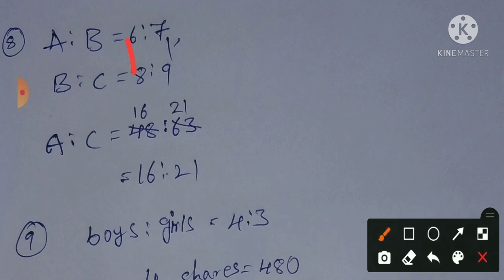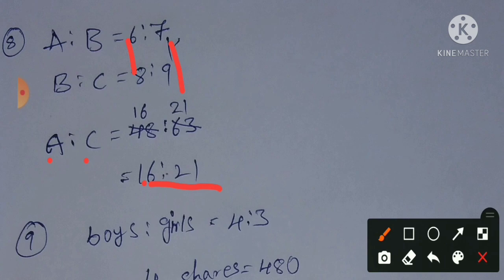So just I only, no need to do the cross multiplication of these 7 and 8. Okay, 6 8s are 48 is to 7 9s are 63. Just simplify this with any of the numbers if possible. So here there is a possibility with 3: 3 1s are 3, 3 16s are 48, so 16; 3 2s are 6, 3 7s are 21. So a is to c value is nothing but 16 is to 21.